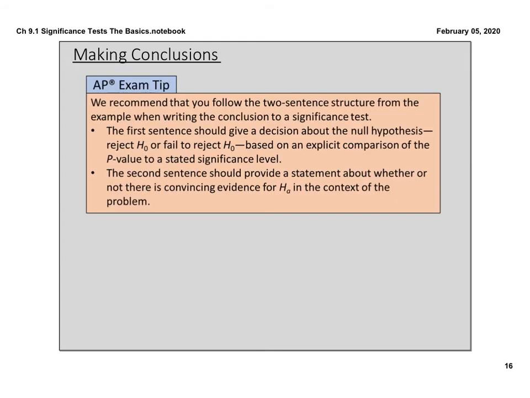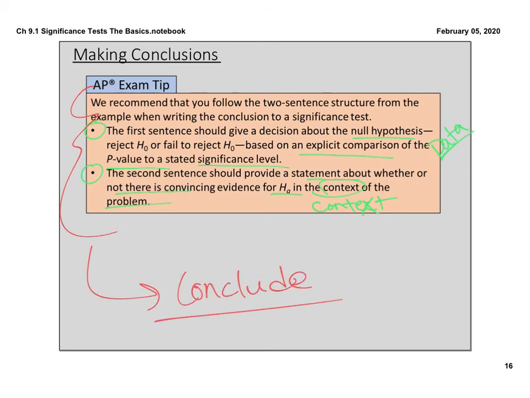Okay, we recommend that you, here's your two sentences. Look at that, I was ahead of myself. We recommend that you follow the two-sentence structure from the example when writing the conclusion for the significance test. The first sentence should give a decision about the null hypothesis based on the explicit comparison of the p-value to the significance level, okay? This is like your data calculations. Then the second sentence should provide a statement about whether or not there's convincing evidence for HA in the context of the problem. Okay, this is like your context. Those are your two sentences that you need. This right here is the conclude portion of your significance test.